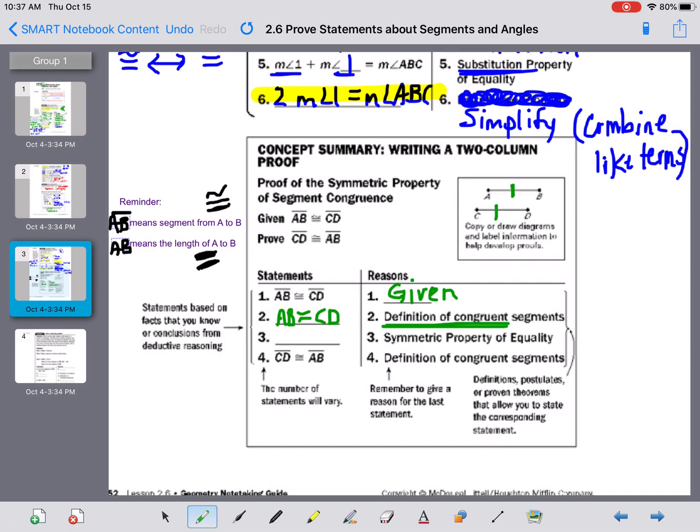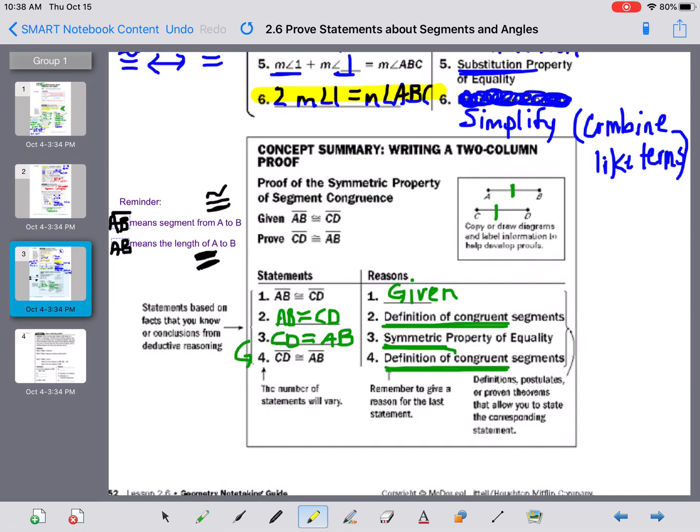Step 3 says symmetric property. Well, check out your properties. What does symmetric do? It flip-flops the sides of the equal sign. So I'm going to flip-flop these and get CD equals AB. So I just flip-flopped them, and that's my symmetric property. And then you'll notice at the bottom, I did another definition of congruence, which takes my step 3 and went from equal signs to congruent signs. And because I went from equal to congruent, I put the bars back on and I get segment CD is congruent to segment AB.